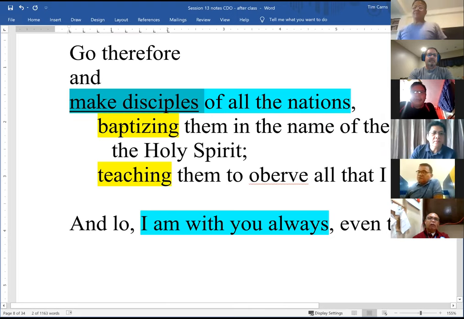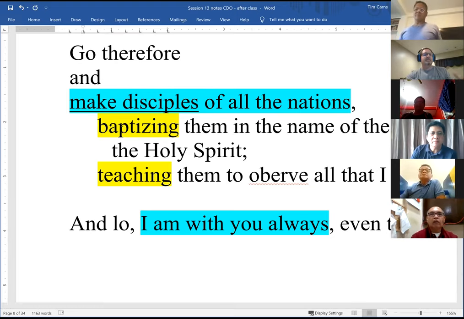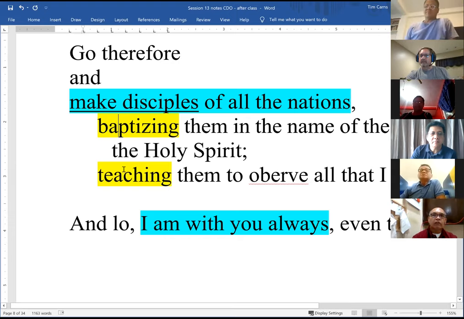All right? Baptizing is a participle. It's not the main action. It's a supporting action. It's telling you how to make disciples. Teaching, not the main action. It's a supporting action. How do I know that? Because the author chose to use a participle, Jesus in this case.